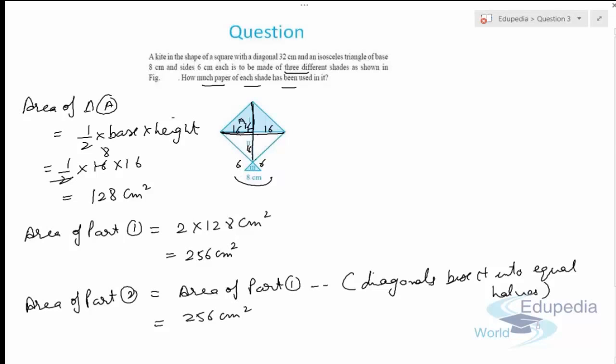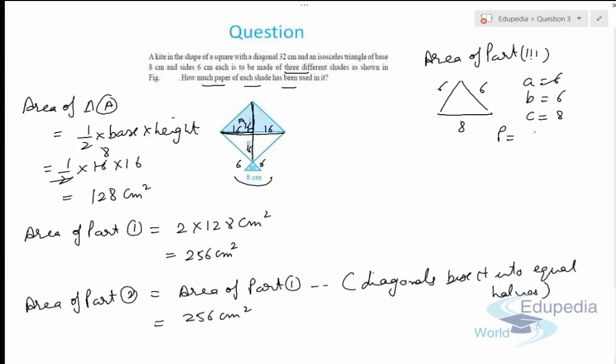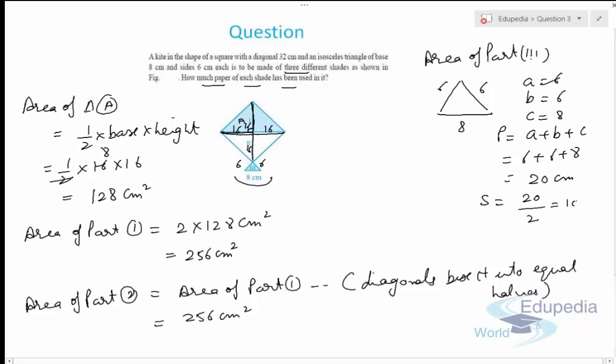Now we need to find the area of this isosceles triangle, so area of part 3. Let's see how we can solve this. It's an isosceles triangle like this, and the sides are 6 and 8. So we can apply Heron's formula. Let's say A is 6, B is 6, and C is 8. Then perimeter will come out to be A plus B plus C, which will be 6 plus 6 plus 8, so it will be 20 centimeter, right? Then semi perimeter will be half the perimeter, so 20 by 2, which is 10 centimeter.